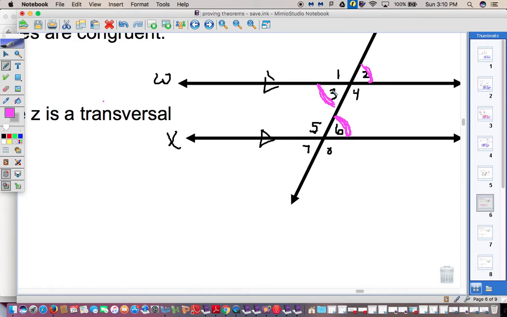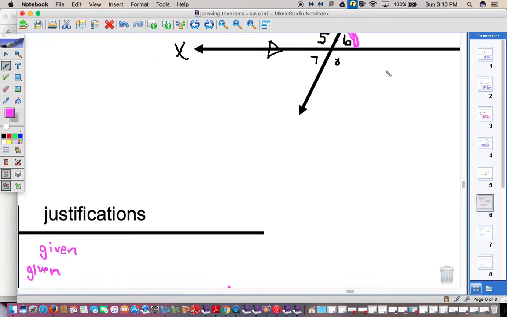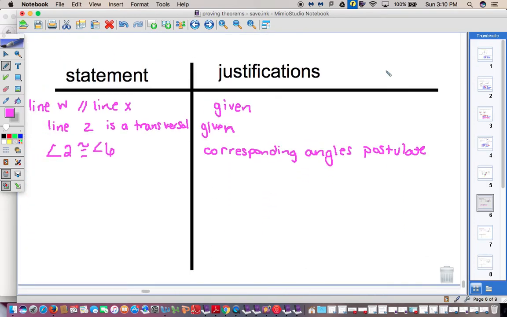And what do we know about angle 2 and angle 3? Well, angle 2 and angle 3 are vertical angles. So we know by the vertical angle theorem that those two angles are also congruent. So we can say that angle 2 is congruent to angle 3, and that's by the vertical angle theorem.